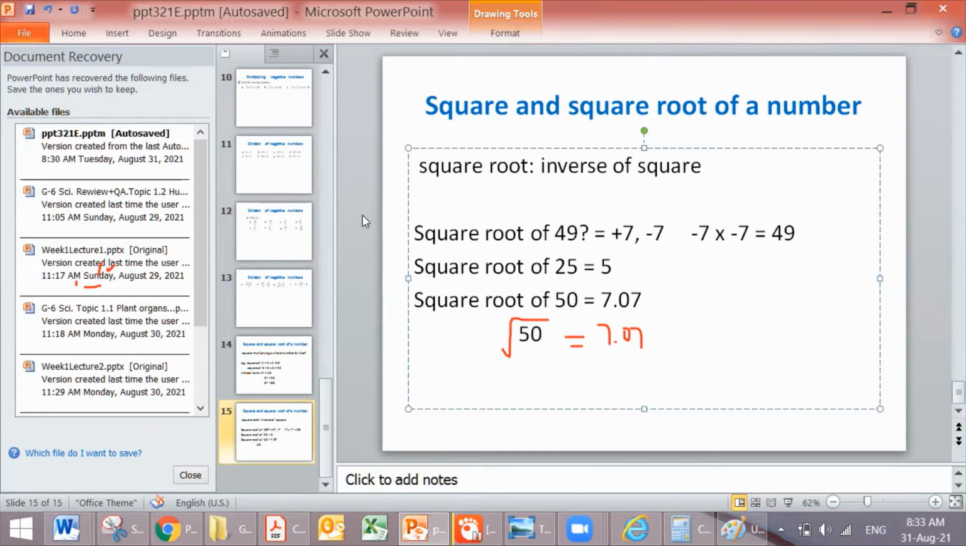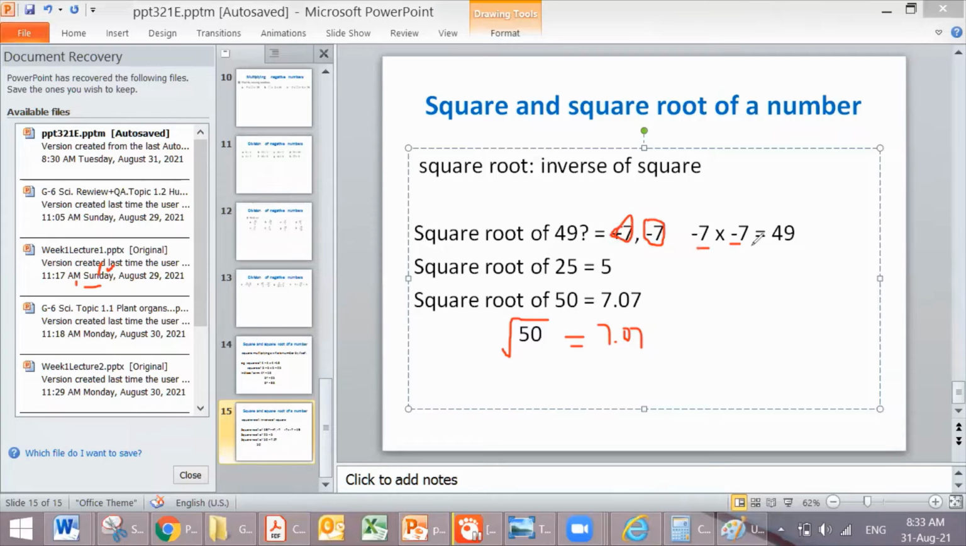Why is this so? Because when you multiply plus 7 by itself, you get 49, and when you multiply minus 7 by itself, you also get 49. Because when you multiply two same signs, minus and minus, the answer is positive. So it means that the square roots of 49 are two. There are two roots of 49.